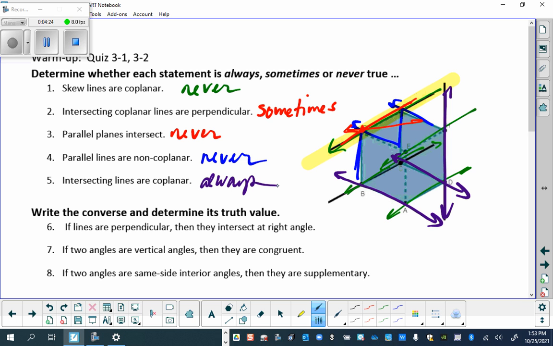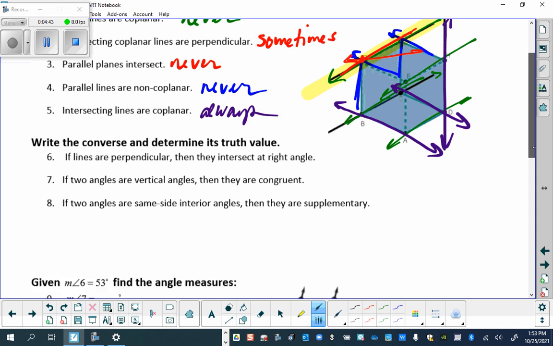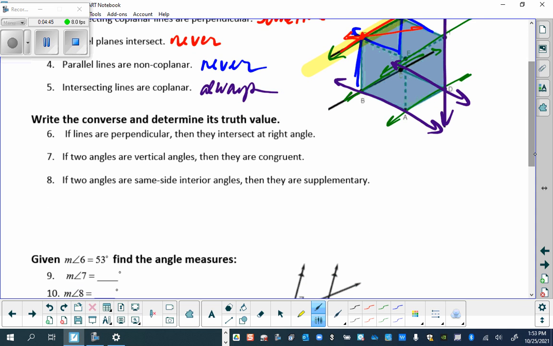Somebody last class said, well, we hadn't had them always, so I just guessed always because I figured you would have to include at least one always. That's not bad. Is that inductive or deductive reasoning? Is that a pattern she's looking for? Inductive.